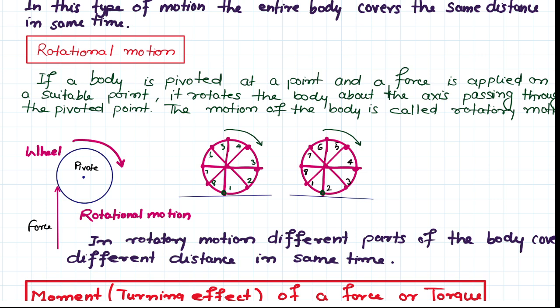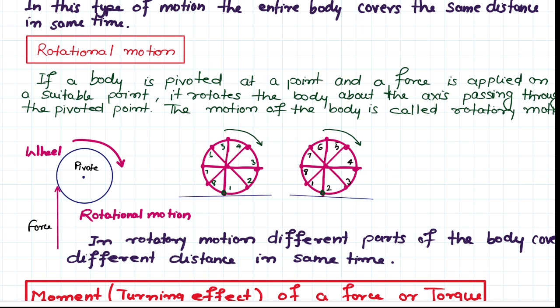In this type of motion, the entire body covers the same distance in the same time. If we kick the ball, the whole ball will move from one place to another in a straight path. But if the ball is rotating, it means there will be rotational motion.